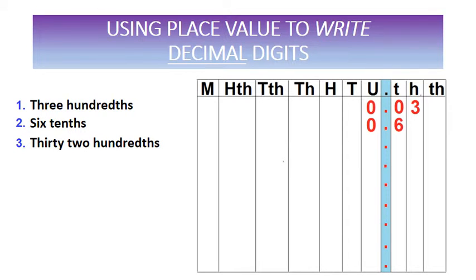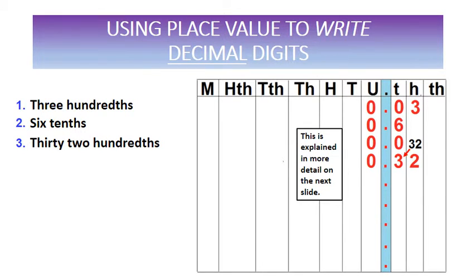32 hundredths. 32 in our hundredths column and our placeholders in. But there's a problem here because we're not allowed to put 2 digits in one column. So if we want to write 32 hundredths, we have to do this. We leave the 2 in the hundredths column and the 30 moves across to the tenths column, and then we put our placeholder in. So 32 hundredths is 0.32. And this is explained in more detail on the next slide.